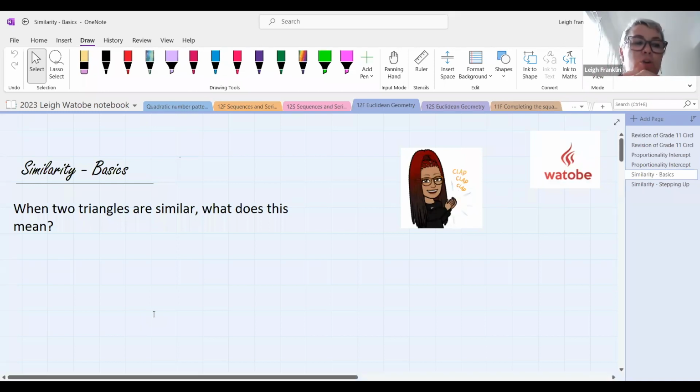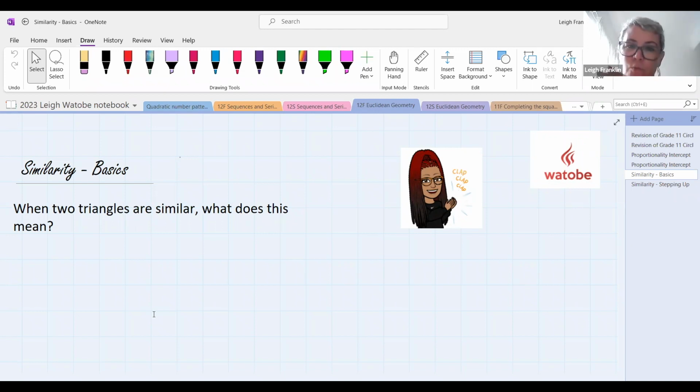I wanted to touch on similarity, which is the other big concept in matric that's going to be new to you guys. This is something your teachers should have done with you in grade 9, but it's such a long time ago and we forget the things we learned. So you probably are going to be a little bit rusty, so let's just start with the basics.